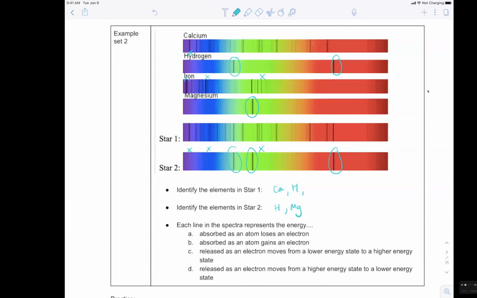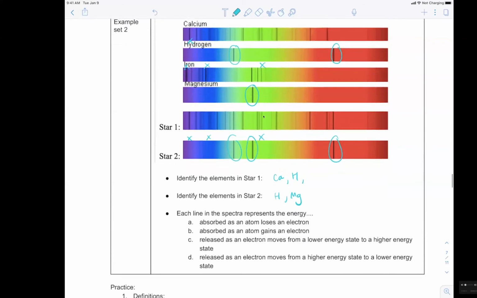So maybe you got confused because you thought, okay, well, it has this band here, so maybe this band matches up with the one from iron. But again, if the element is present, all the bands of that specific element are going to show up. So all these bands right here for iron, you can see that the lines don't show up in star 2. So iron can't be present. So you would have hydrogen and magnesium for this star.